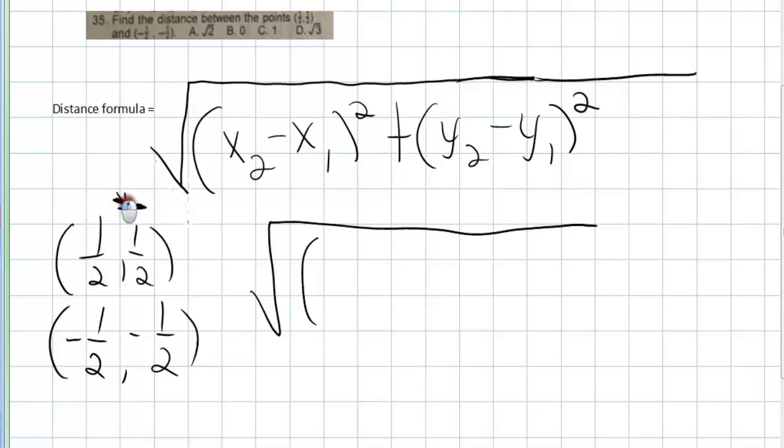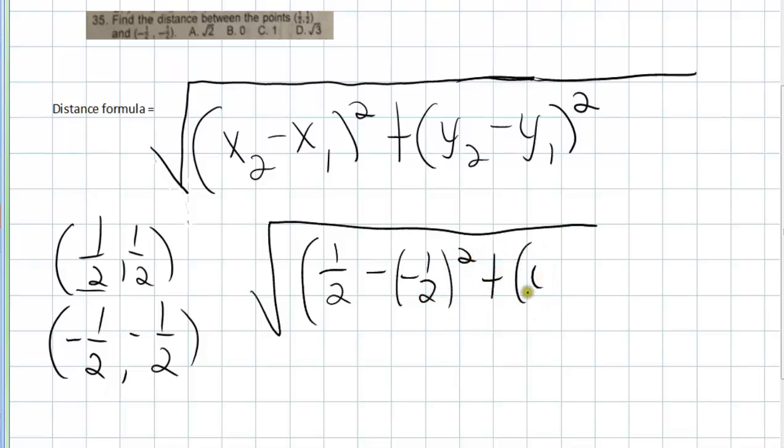I don't have to worry about my negatives anymore. It just becomes much easier that way. And as long as the x's are put together and the y's are put together in the same order, everything should turn out fine. So here I'm going to take 1/2 minus negative 1/2 squared plus 1/2 minus negative 1/2 squared, and there we go, like that.